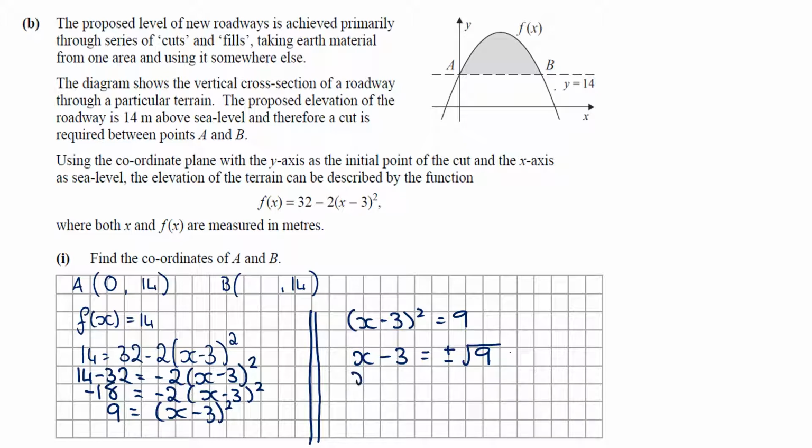So now I get x minus 3 is equal to plus or minus 3. So x is equal to 3 plus or minus 3. Working out the two values, the positive one gives x equals 6, and using the negative one, I get x equals 0. I already used my 0, so my b must be 6.